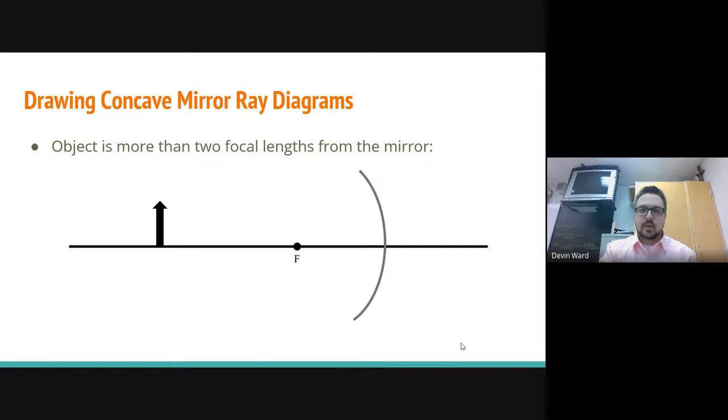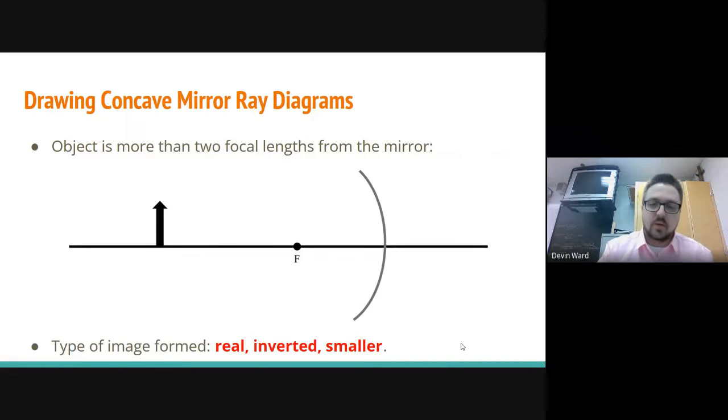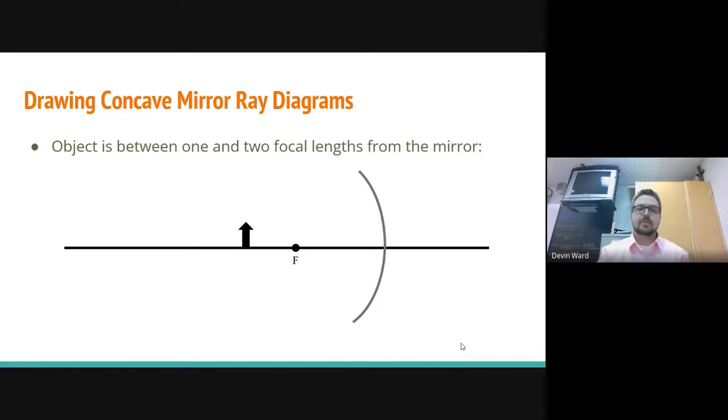Okay, so we did this one together on Tuesday. Okay, found that it made a real inverted smaller image. Now we're going to try this one where the object is between 1 and 2 focal lengths from the mirror.